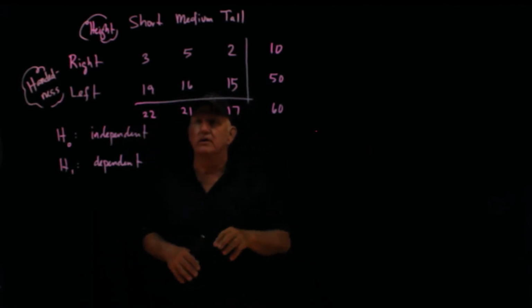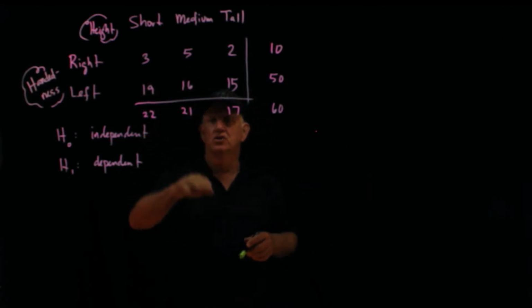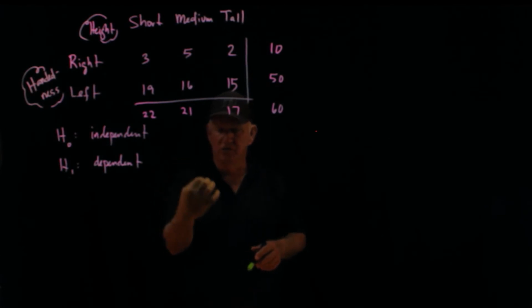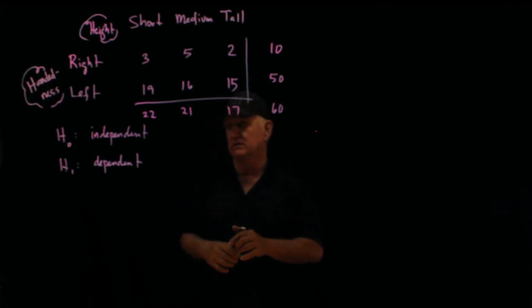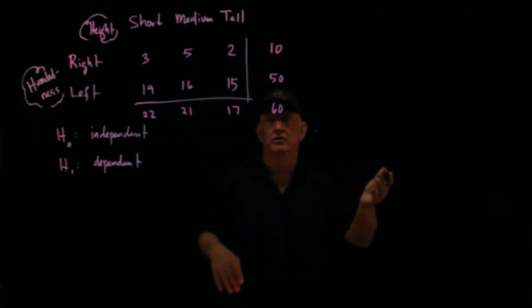So what I'm going to do now is calculate for each one of these terms the product of those two probabilities times 60, and I'm going to put it right over here.